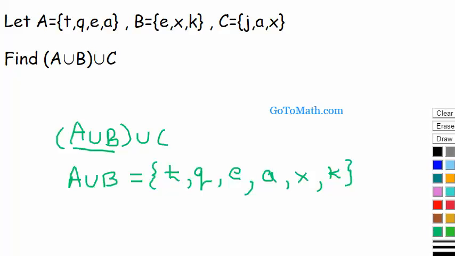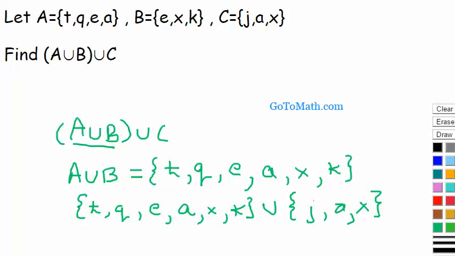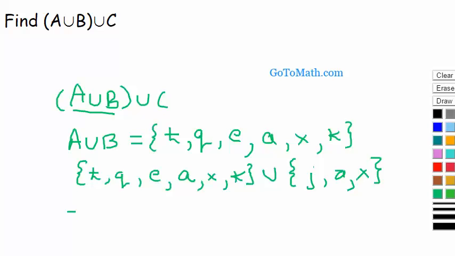Now we're going to union that with C, and we can actually write this like this here. So E, just rewriting everything. A, X, K, and we're going to union that with C. And C is Jax, J-A, so that's almost a word, isn't it? Or a name or something, Jax. Okay. And of course, let's see, what's repeating? Let's just write that down. A is repeating, X is repeating, but J is not repeating.